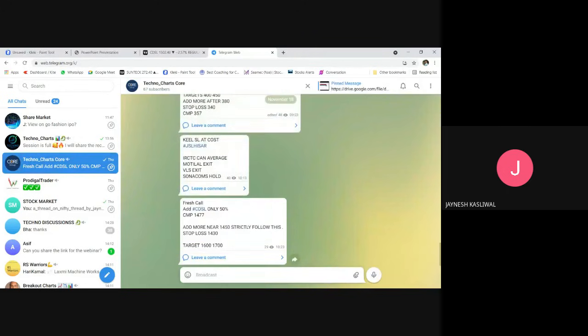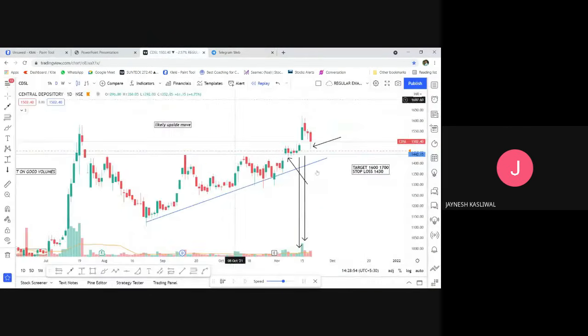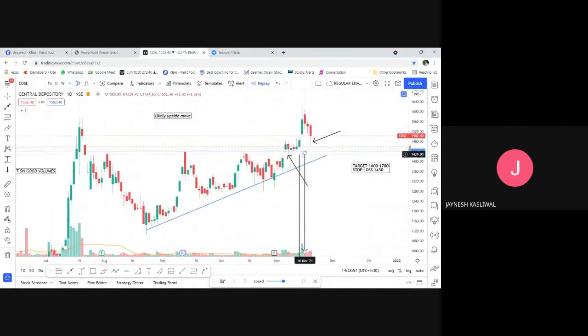look at this. Fresh call: add CDSL only 15%, 50%, and add more at the lower price. See, right? The same thing that we followed. We had already bought 50% earlier here. We booked profit here as well. If anyone remembers in the Telegram group, I had mentioned to please exit CDSL and buy it again at around 1480 to 1500 rupees.